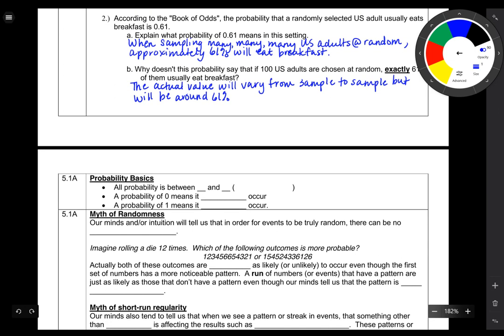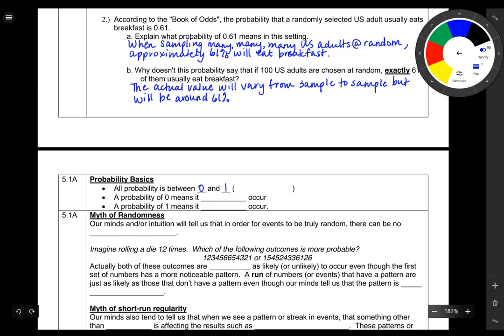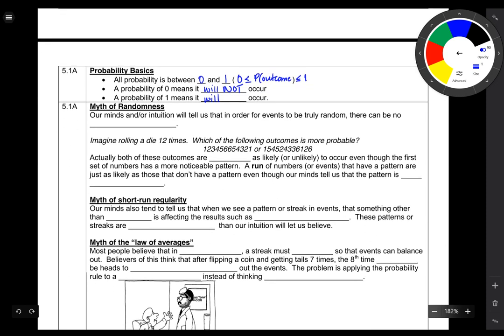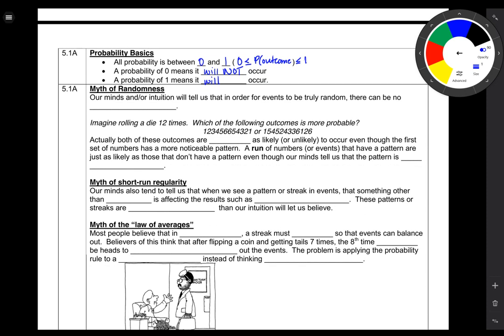All right. And now for probability basics. All probability is between 0 and 1, and 0 and 1 being inclusive. So the probability of an outcome is greater than or equal to 0, but less than or equal to 1. There you go. A probability of 0 means it will not occur. And a probability of 1 means it will occur. Right? And of course, like I said, we'll do probability calculations in 5.2.